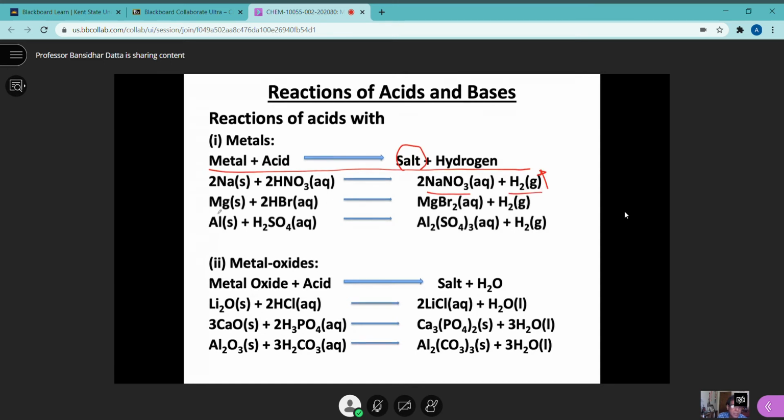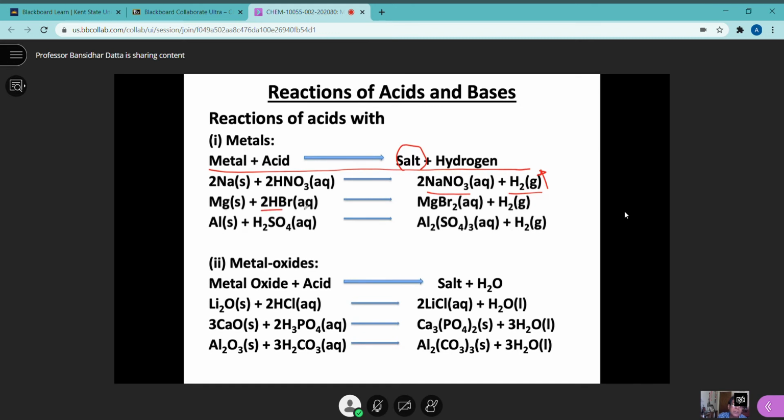Likewise, magnesium, group 2 metals. I'm giving one example from each group, right? For group 1 you can have potassium, lithium, rubidium, etc. They're the same kind of reactions. Likewise, group 2, magnesium. You can do calcium, strontium, barium, the same kind of reactions.